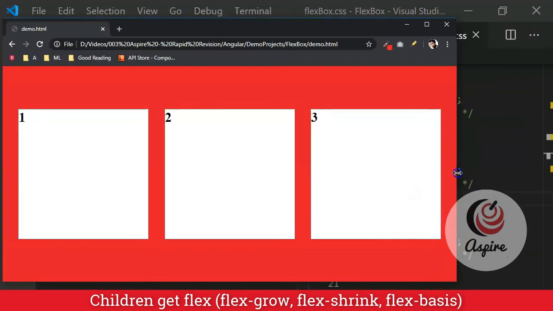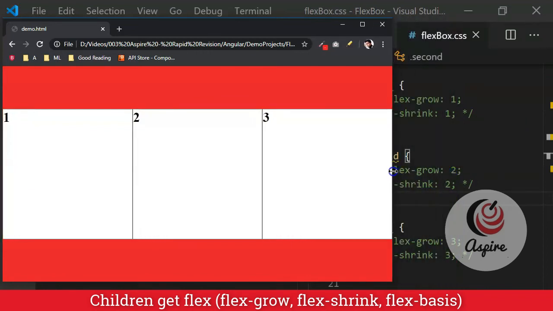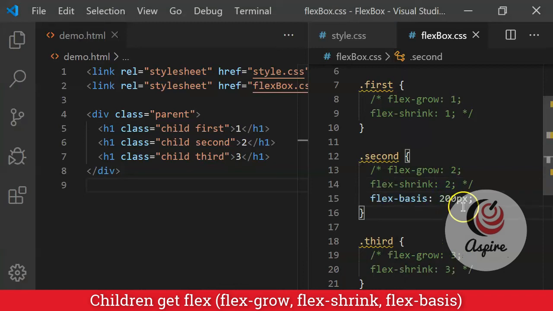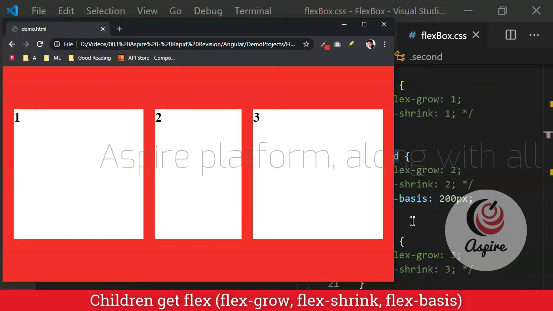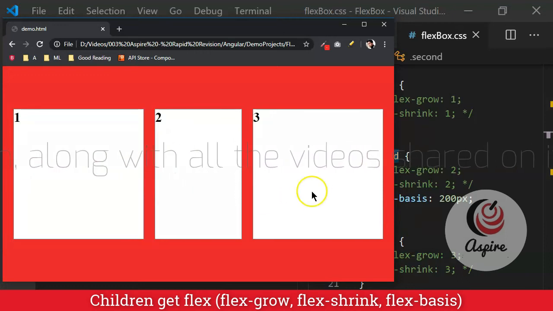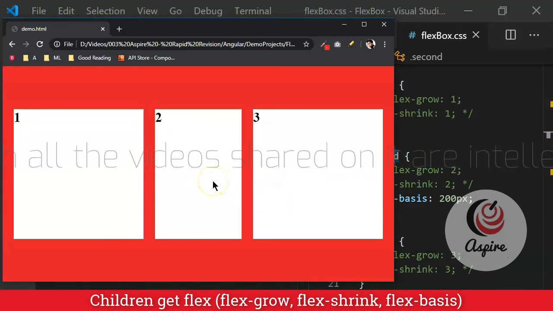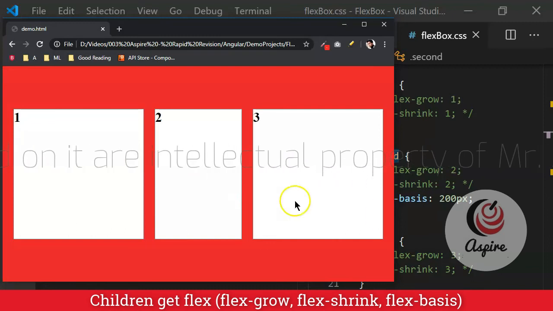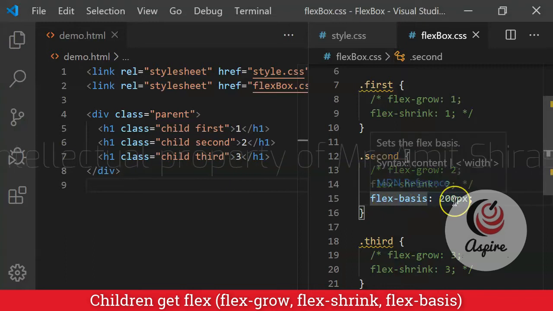Let me bring the page back to its original size. This is the original size of the page, wherein all the children just fit. Now if I add flex basis equal to 200 pixels only to second, see what happens. The second one is not 300 pixels like everybody else. The second one has an initial width of only 200 pixels. So here the flex basis is 200 pixels.